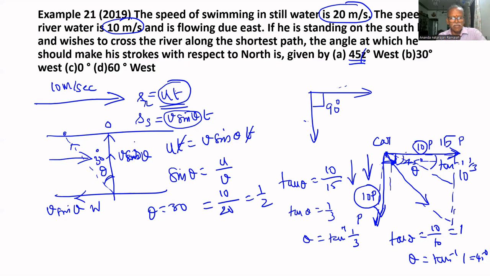If the angle is 30 degrees, then he will travel the shortest path. His travel will be the shortest path.